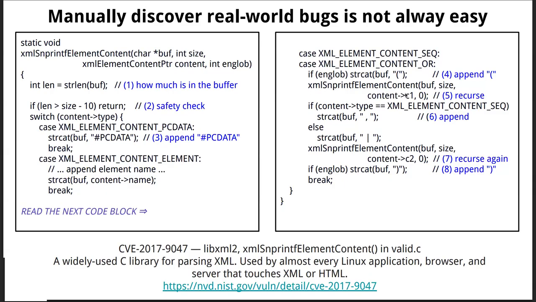So that's the length. Then if the length is bigger than size minus 10, then we're going to return. The size here, obviously, is the size of the buffer. If there are fewer than 10 bytes still available, then we're going to stop writing to the buffer. Right? So this security check here looks very generous. It's much more conservative than all the security checks we are thinking about.